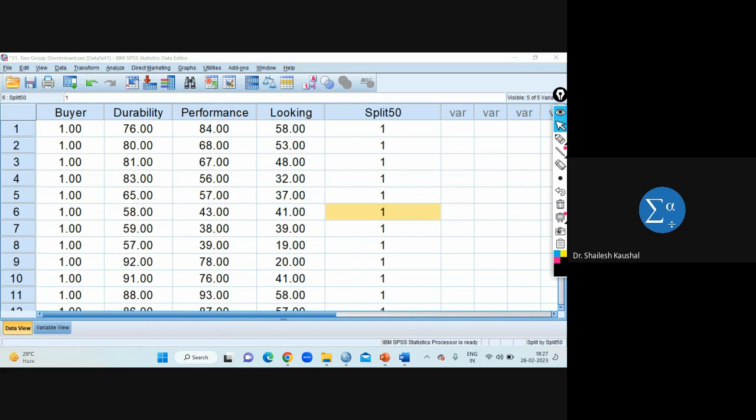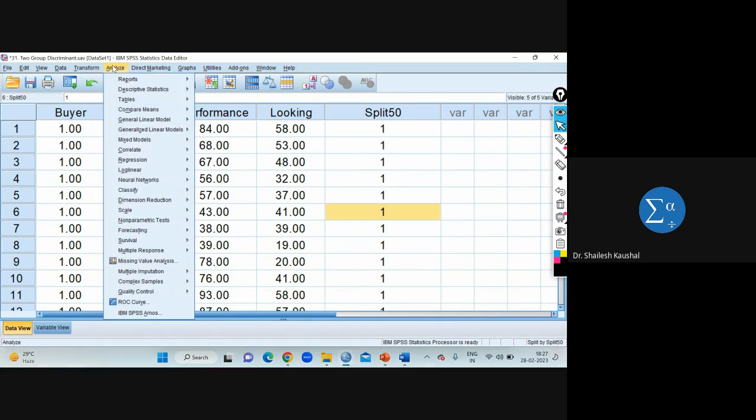For two group, go to Analyze, then Classify, and Discriminant. Analyze, Classify, Discriminant.